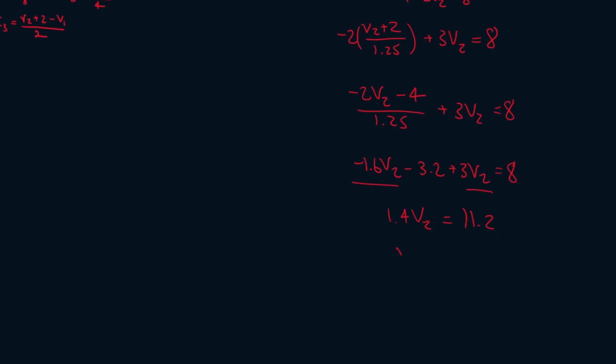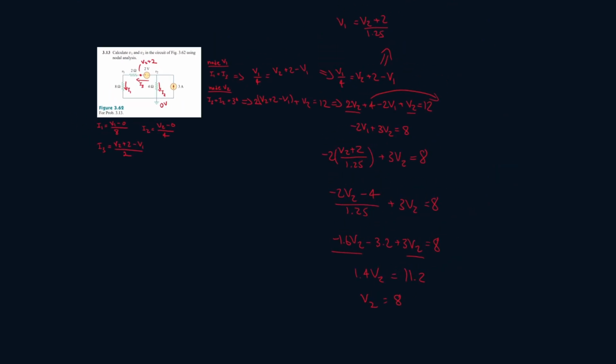Divide both sides by 1.4, and you get the following. You get 8. Now we've solved for V2. Now let's find V1. Recall V1 was equal to this. So it will be 8 plus 2 all over 1.25, and that's 8. So these are your final answers.